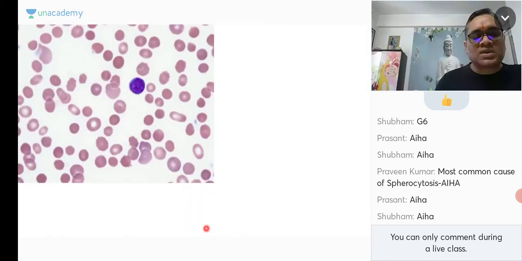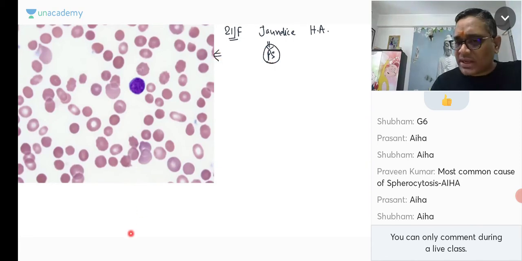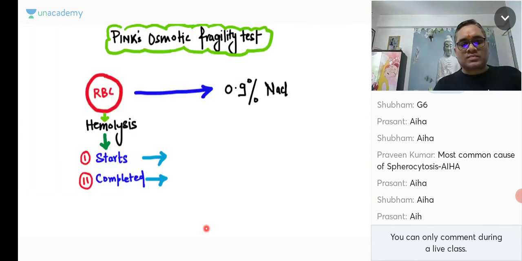See, this was the question in the AIIMS exam, and NEET exam also. This is a 21-year-old female, having jaundice and hemolytic anemia. She came to the OPD. A peripheral smear was prepared, and now the peripheral smear is shown here. Can you tell me what is the most likely diagnosis?